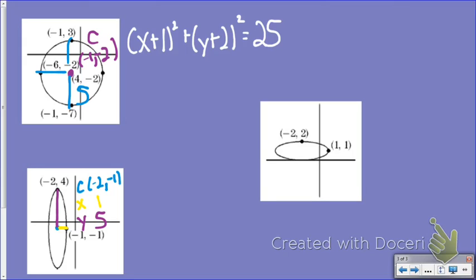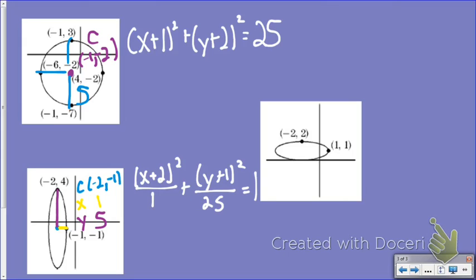So don't just use those numbers to write this in standard form. So remember, it's going to be x minus the x-coordinate of the center, so x minus -2, and that's divided by your x-axis radius squared, which is just 1. That's plus my y minus -1 divided by the y radius squared, and it's always equal to 1.